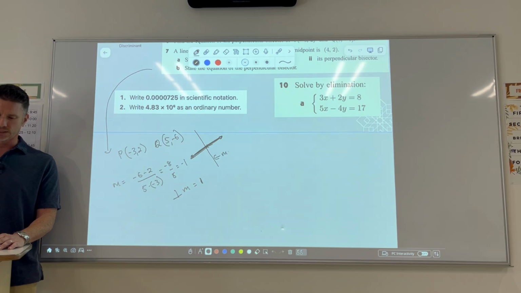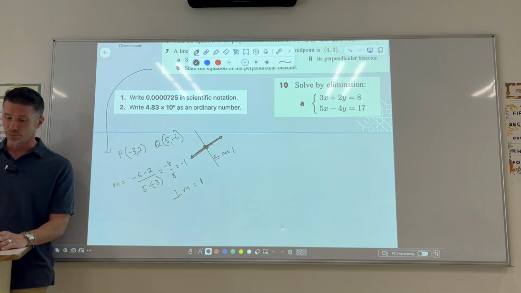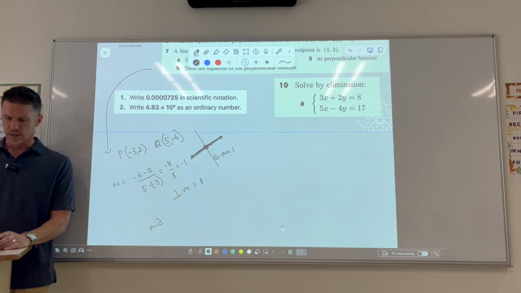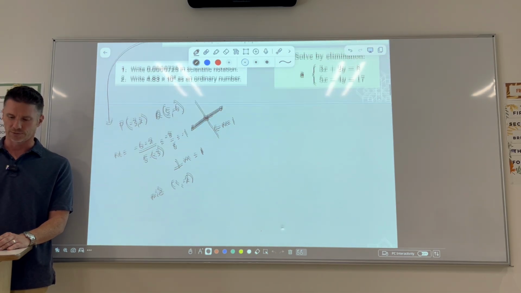1 is the gradient of this line, but I don't know this bisector part, so the bit where it cuts it perfectly in two. That means I need my midpoint. Midpoint, I can use my formula, or I can just logic it out. What's halfway between minus 3 and 5? I think it would be positive 1. And halfway between 2 and negative 6. Negative 2, I think. You can use the formula where you add them up and divide by 2 as well. So minus 3 plus 5 and then divide by 2. But I think logicking it out gets us there pretty fast.